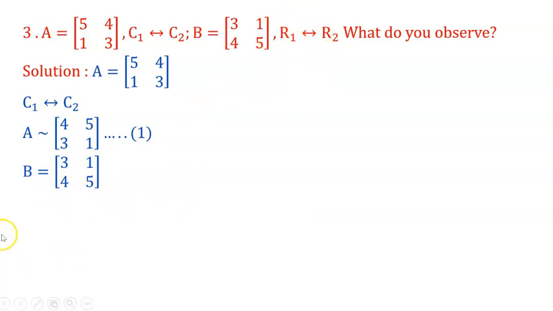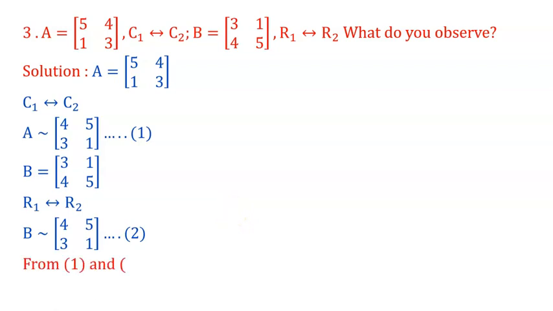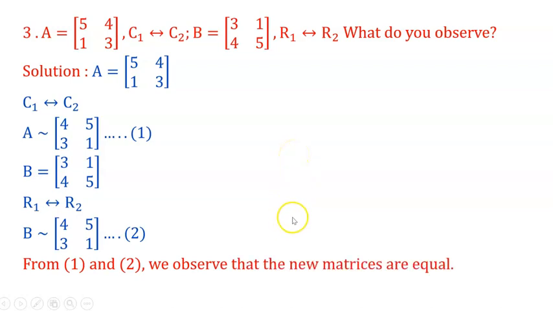R12, interchange the first and second row. After changing rows, that is 4 5 will become the first row, 3 1 will become the second row. Therefore the new matrix is 4 5 3 1. Okay, these are the two new matrices. From 1 and 2 we observe that the new matrices are equal, by using this transformation.